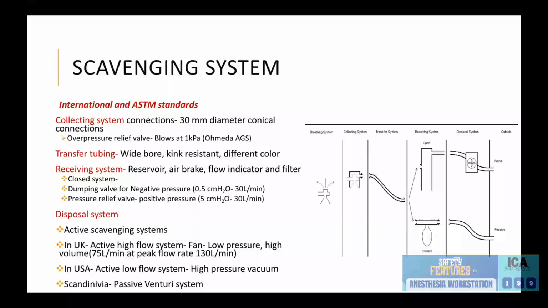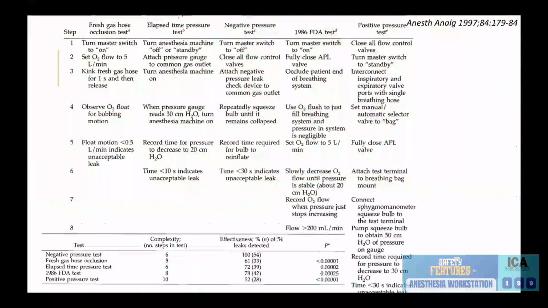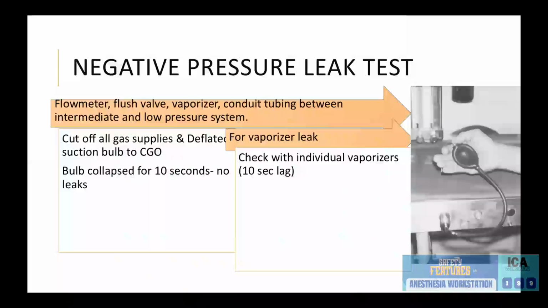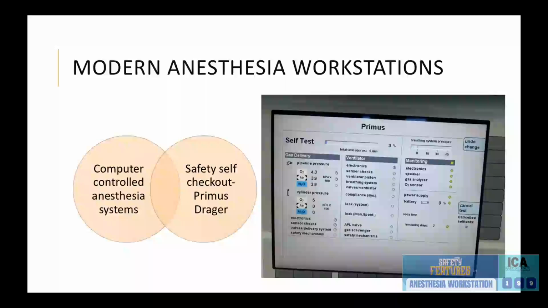back pressures are. Now, since we are short of time, I'll not be going into the integrity test, but understand that the universal negative pressure leak test should be done, which is done with the help of a pneumomanometer balloon, which if collapsed, attached to the common gas outlet with everything closed, should not inflate within 10 seconds. Then you can check it with the individual vaporizers as well.